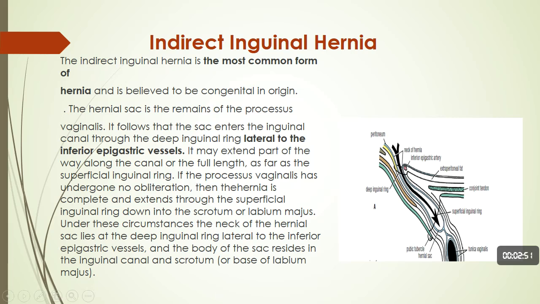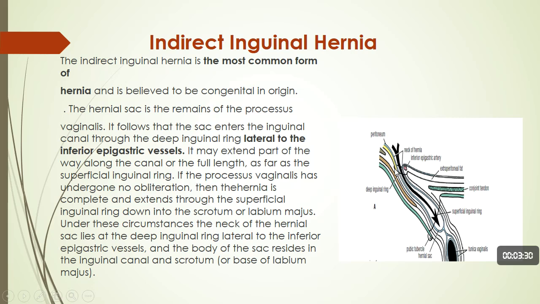Here you can read, the indirect inguinal hernia is the most common form of hernia and is believed to be congenital in origin. The hernial sac is the remains of the processus vaginalis. It follows that the sac enters the inguinal canal through the deep inguinal ring. This means the small intestine comes from the deep inguinal ring to the inguinal canal. Why can they come? Because here the processus vaginalis has not obliterated.